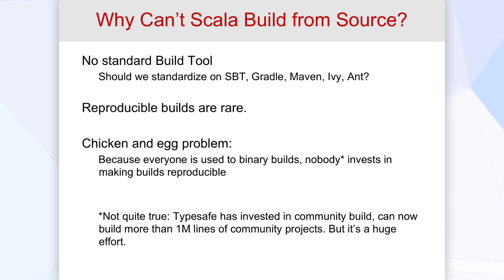And the other thing is, even if we would agree on the same build tool, then still the culture is that reproducible builds are really hard. We have now this effort of the community build, where we build, I think, now close to 1.5 million lines of community sources each night. And it was very hard to set that up, to actually include something in the community build, because, well, all the build conventions are different, the config files come from different things, and so on and so on. So it's a chicken and egg problem. Because everyone is used to binary compatibility in builds, nobody invests in making builds reproducible. So nobody, not quite true, we have invested in the community build, and that's a big thing.